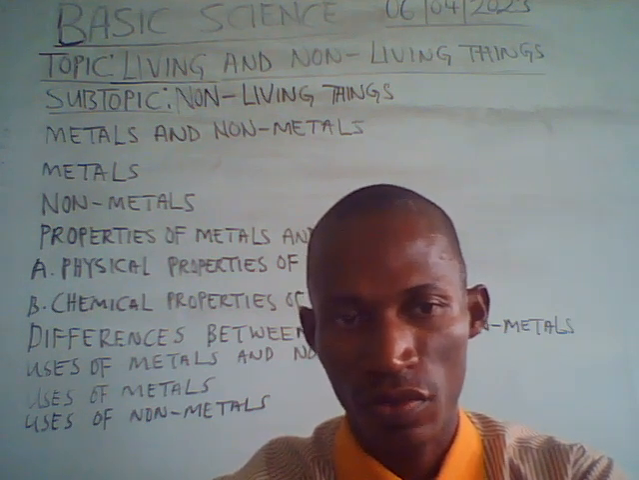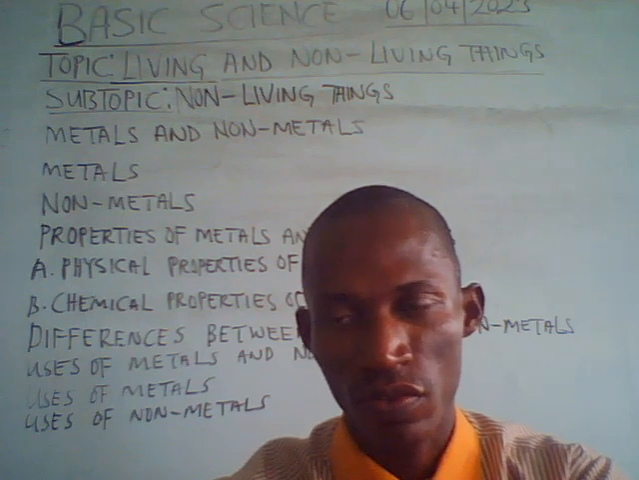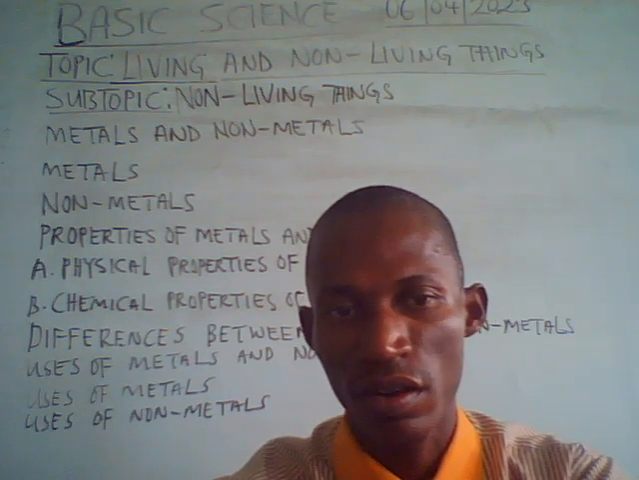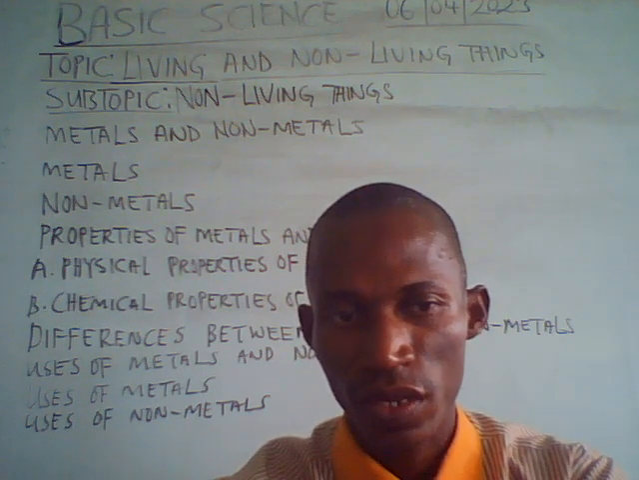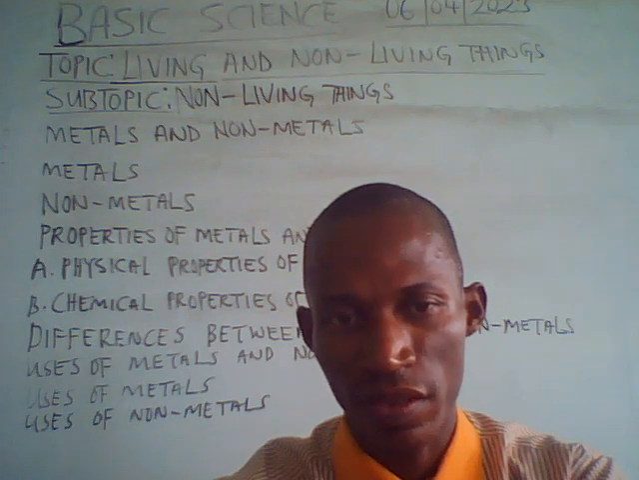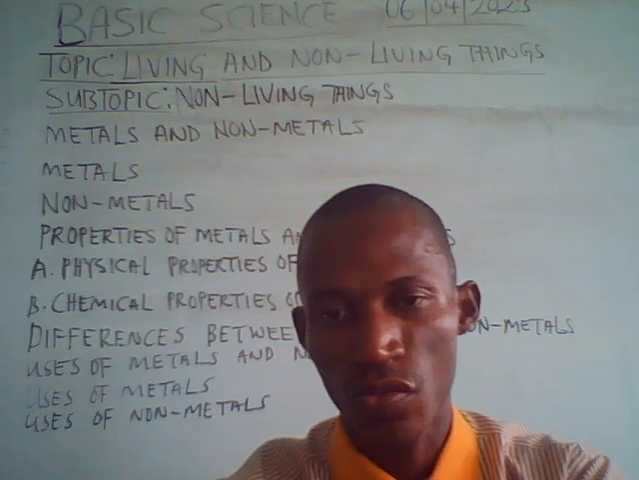The eighth one is conductivity. Metals are generally good conductors of heat and electricity, while non-metals are generally bad conductors of heat and electricity. The ninth one is sonorous. Metals are sonorous, while non-metals are non-sonorous.